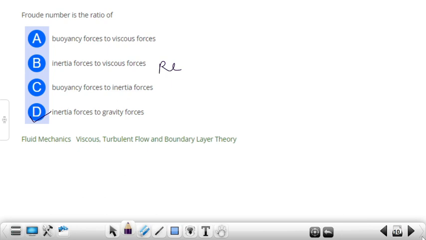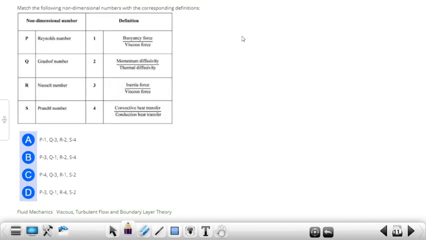Then next question, match the following. Reynolds number, which is equal to inertia force by viscous force. Next, Grashof number, which is buoyancy force divided by viscous force.